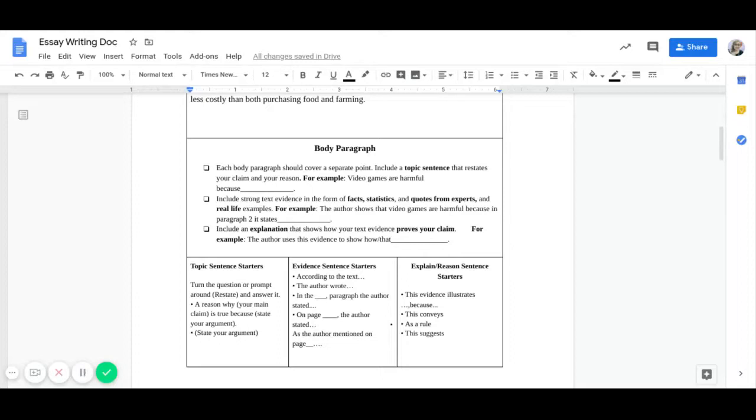Each body paragraph is going to be made from one piece of your evidence. You'll have 3 in total, a body paragraph for each piece of evidence that you found. Today, we want to focus on your first piece of evidence. So evidence 1. Your body paragraph is going to have a topic sentence that restates your claim and your reason.